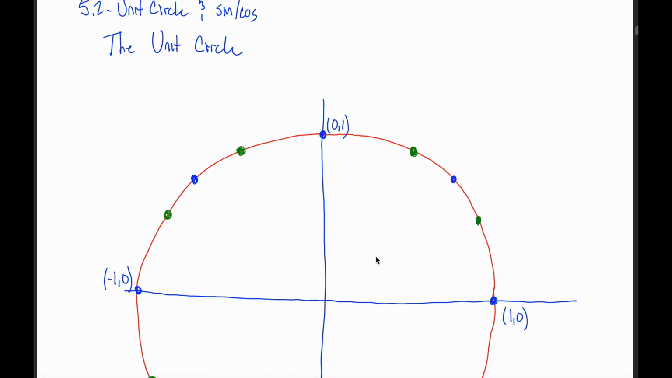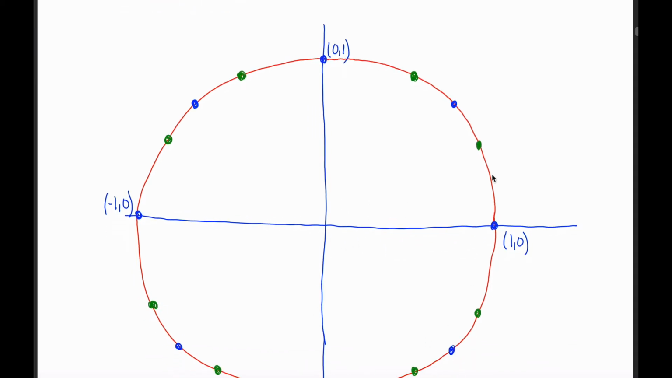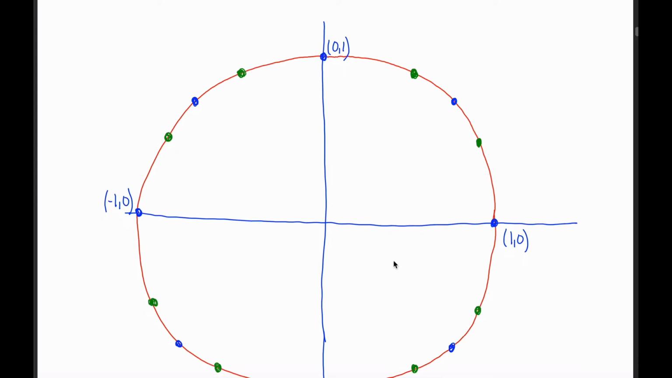So we've kind of alluded to this already. The unit circle is just a circle whose radius is 1 that is centered at the origin here. So it's this circle pictured in red. And this unit circle will end up being super important for us for the rest of the class.